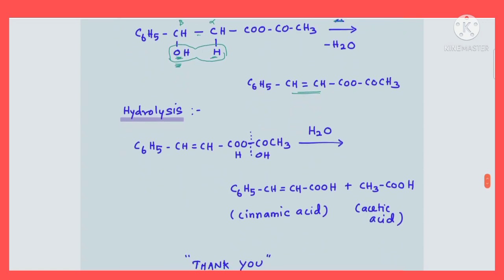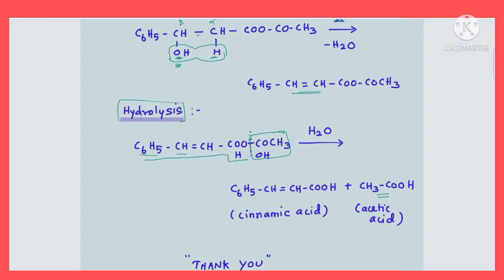Now this compound undergoes hydrolysis. The last step is nothing but hydrolysis. Now we add water. The water is added between these two groups, isn't it? H with COO and OH with the CH3CO portion. So this becomes a byproduct, CH3COOH, which is nothing but acetic acid. Then this is our main product.